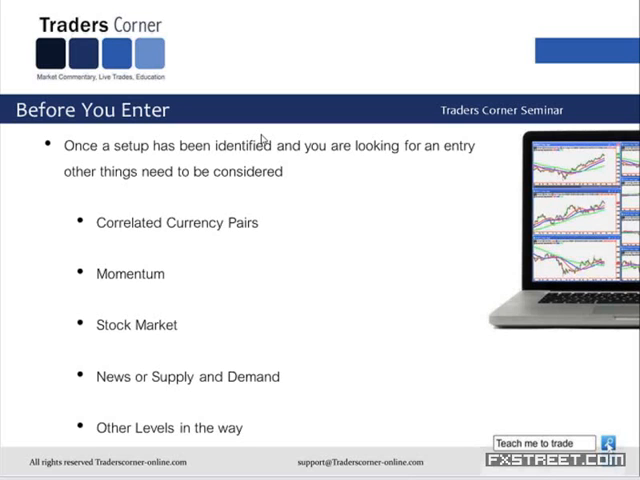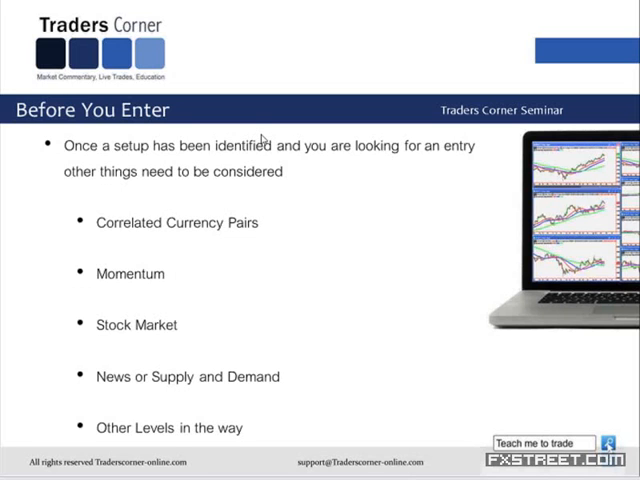For example, it's much better to get into a move where the dollar's getting weak across the board when you're buying the euro, rather than the euro just getting strong against the dollar. Because if the dollar's getting weak across the board, that's more likely to be a more sustained move rather than it being driven by the one currency pair, by the one currency. Do you see what I mean?